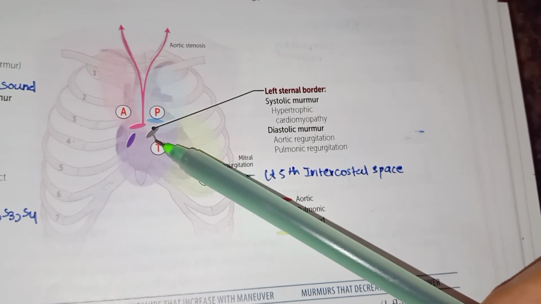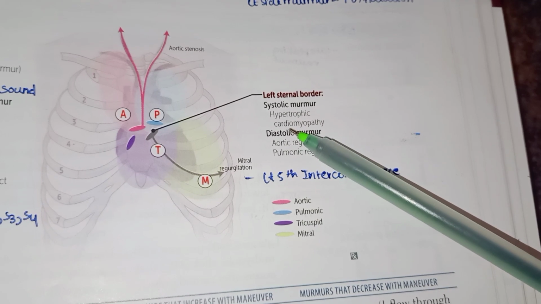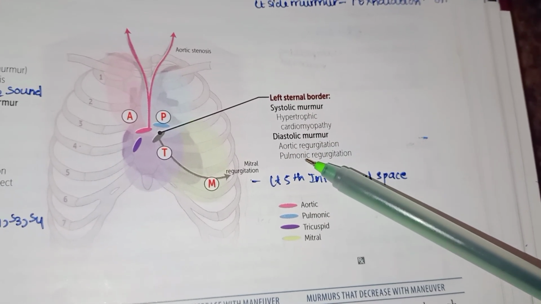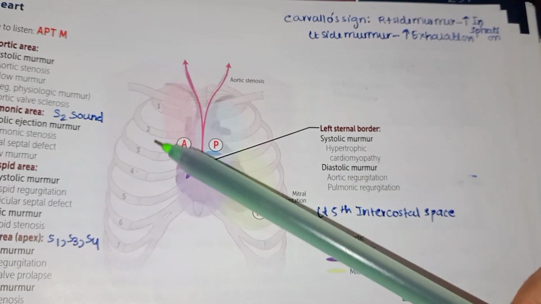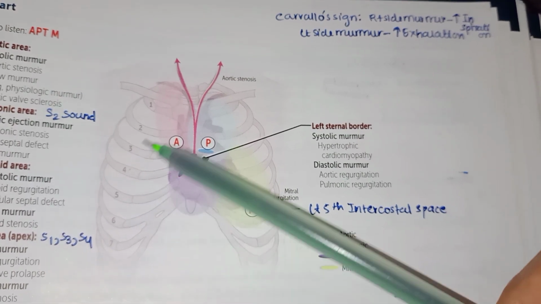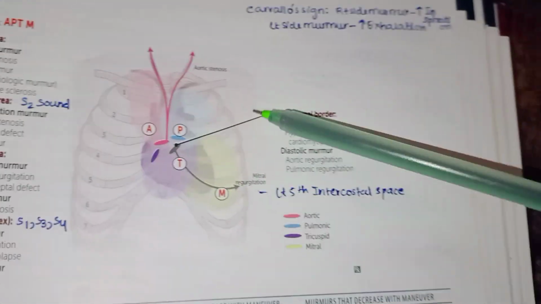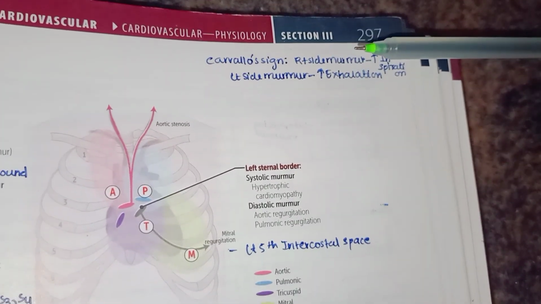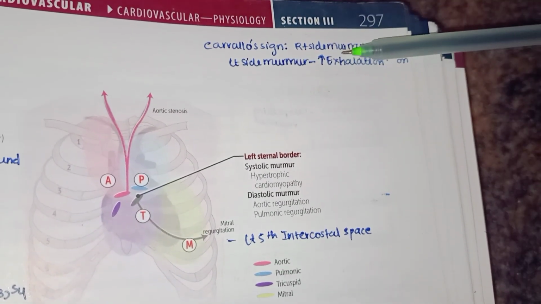So finally coming to the left sternal border, here you can hear the hypertrophic cardiomyopathy systolic murmur, and the diastolic murmurs are aortic regurgitation and pulmonic regurgitation. So actually this is very important. Many questions in USMLE are tested on these APTM regions, or what the sounds are, what the conditions are, so very important. Then you need to understand Carvalho's sign, that is the right-sided murmur increases in inspiration and the left-sided murmur increases in exhalation.